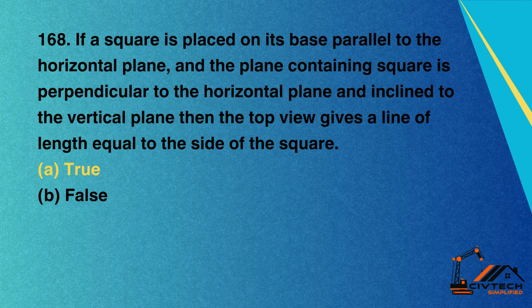168. If a square is placed on its base parallel to the horizontal plane, and the plane containing the square is perpendicular to the horizontal plane and inclined to the vertical plane, then the top view gives a line of length equal to the side of the square. A. True. B. False. Correct option, A, true.